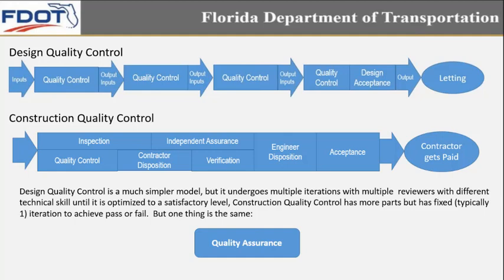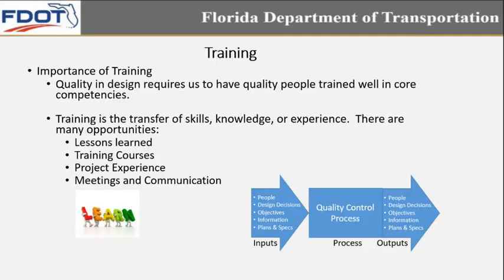Construction quality control has more parts, but has a fixed, typically one iteration to achieve pass or fail. But in both, one thing is always the same: quality assurance leading up to continuous improvement. In both design and construction, there is always quality assurance taking place in the background.